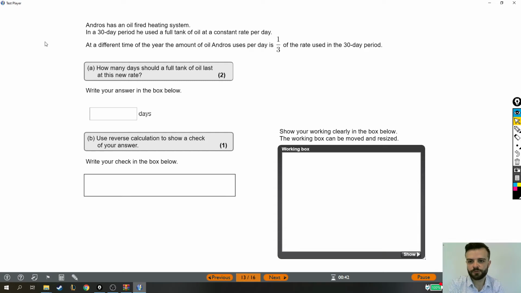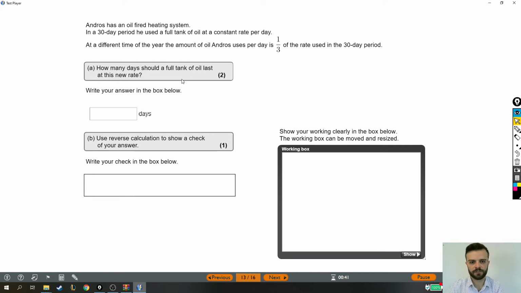Let's have a look. Andros has an oil-fired heating system. In a 30-day period, he used a full tank of oil at a constant rate per day. At a different time of the year, the amount of oil Andros uses per day is a third of the rate used in the 30-day period. How many days should a full tank of oil last at this new rate? So, you may want to have a think about that before I tell you the answer.